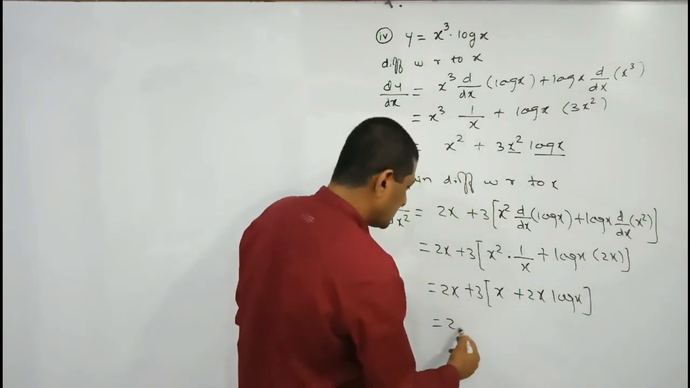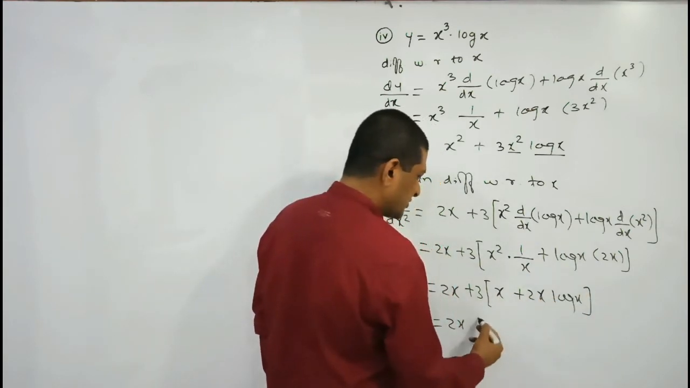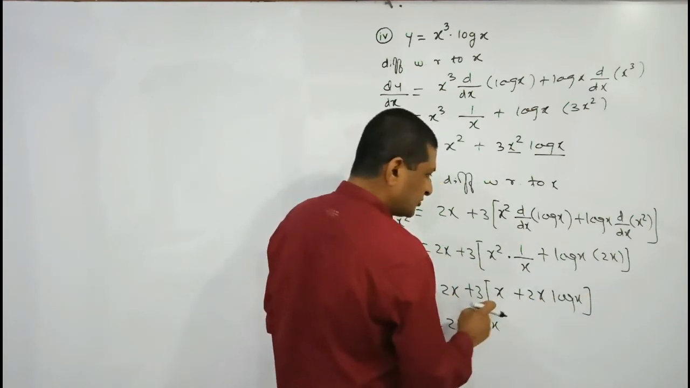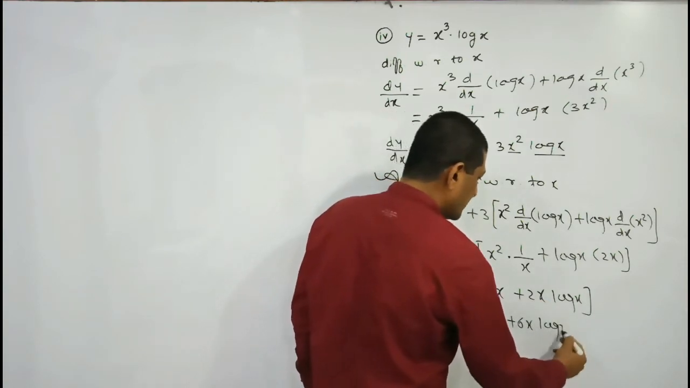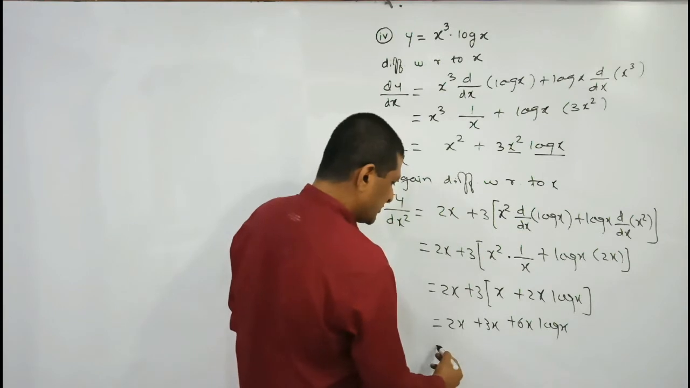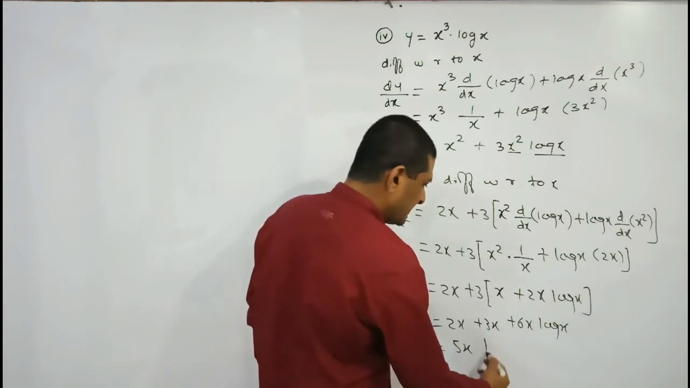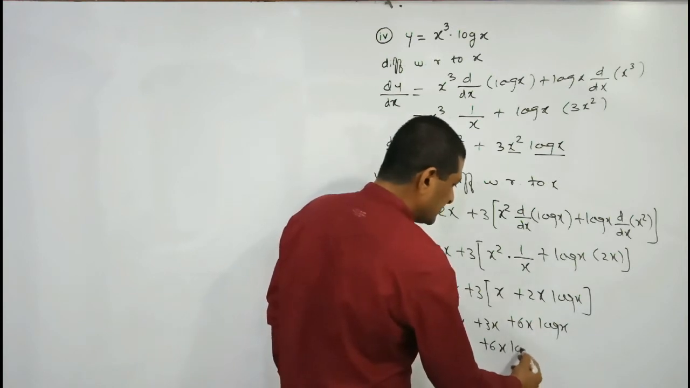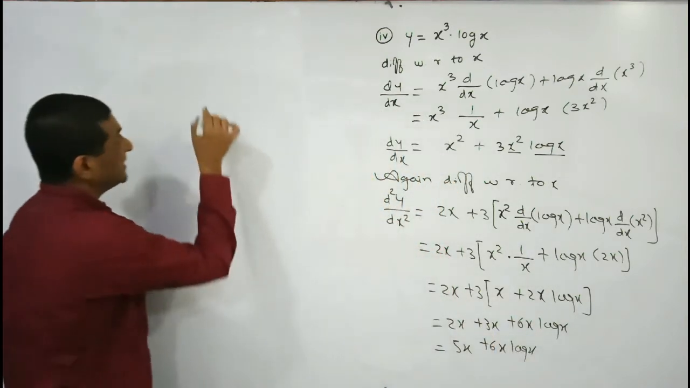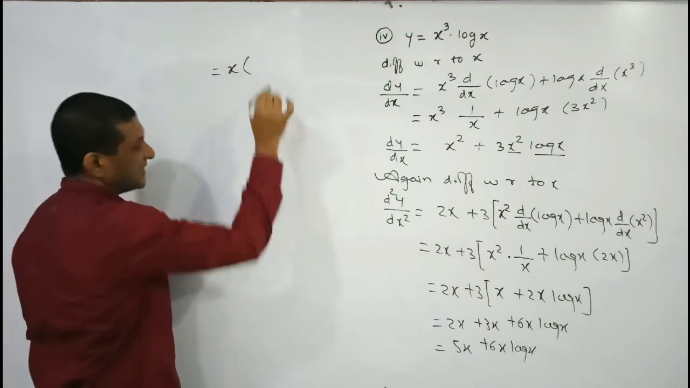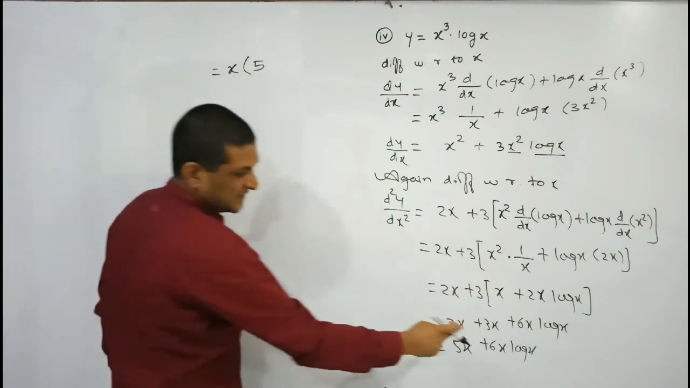So which is equal to 2x. Now I am multiplying by 3 to both the terms in this bracket. 3 into x will be equal to 3x, and 3 into 2 will be equal to 6x log x. Now 3x plus 2x will be equal to 5x, and here we will get 6x log x, isn't it? And from both the terms, if I am taking x common, so here the remaining term is what? 5, and here the remaining term is what?